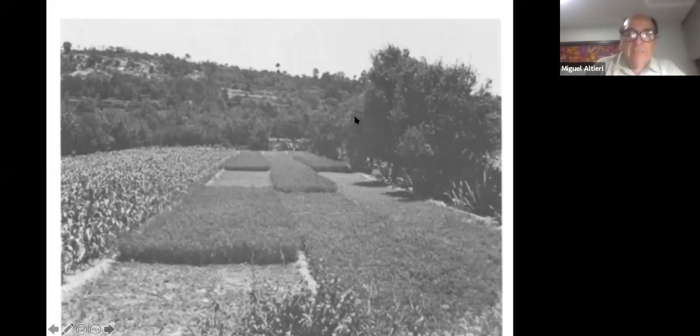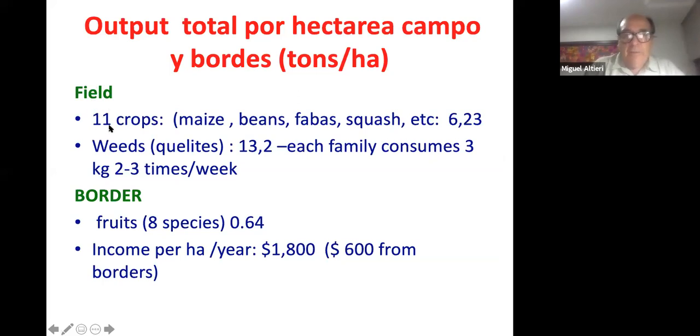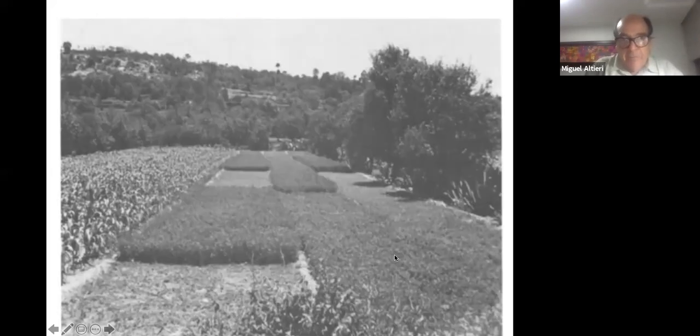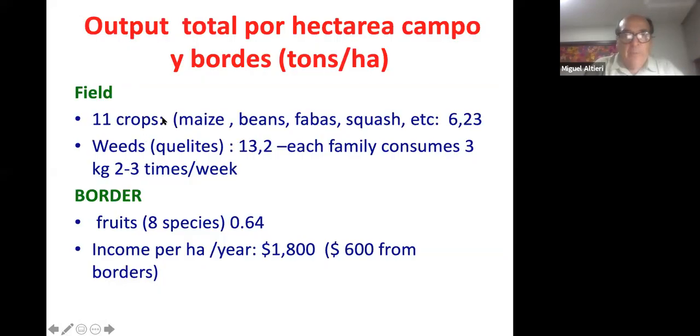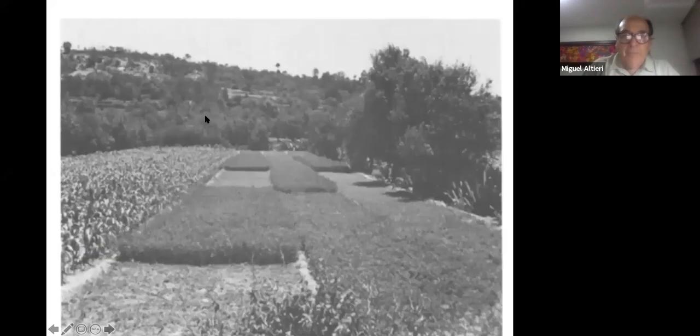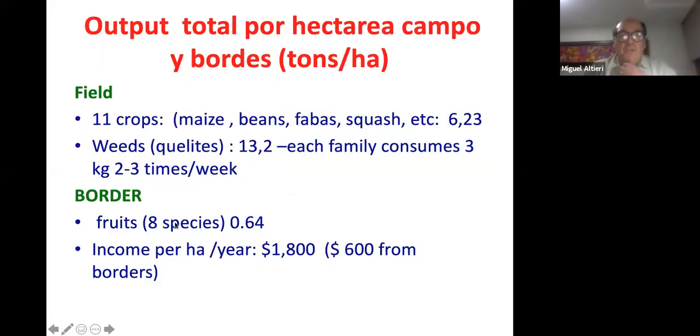So for example, here, you can see that if we consider just the planted area, there were 11 crops as well as non-crop plants that provided food for the family. But the border had a rich composition of fruit trees, about 8 different species that provided about 0.64 tons of food for the family. And actually it provided one third of the income that the family received.